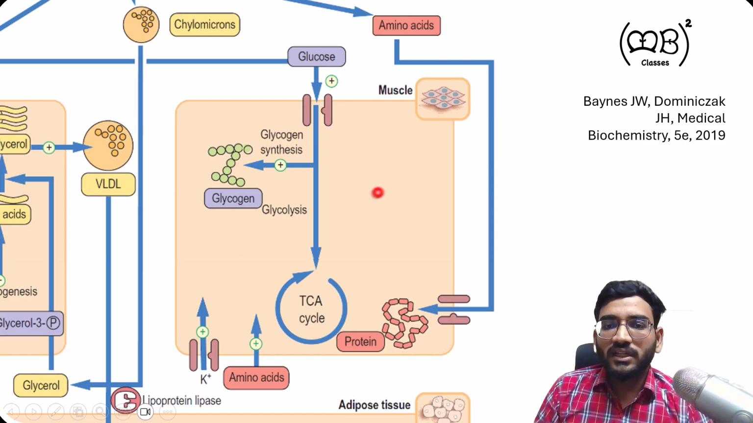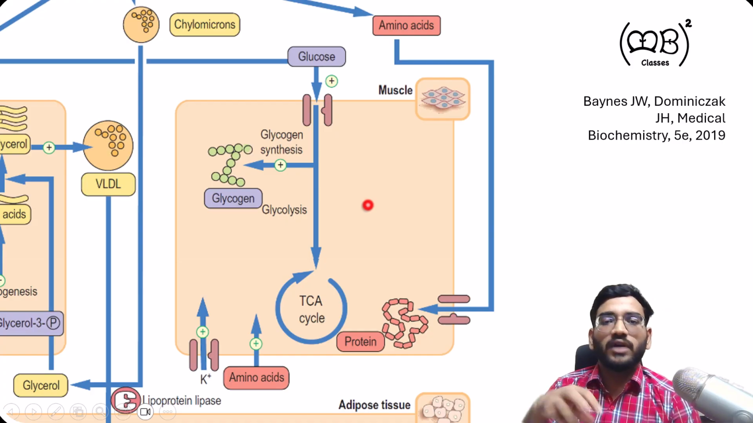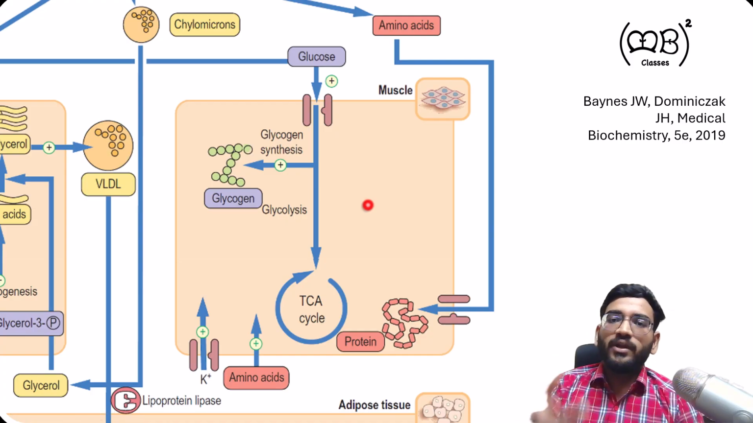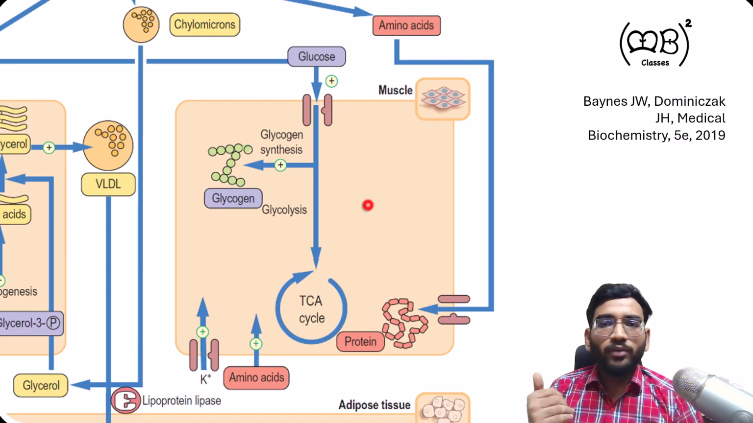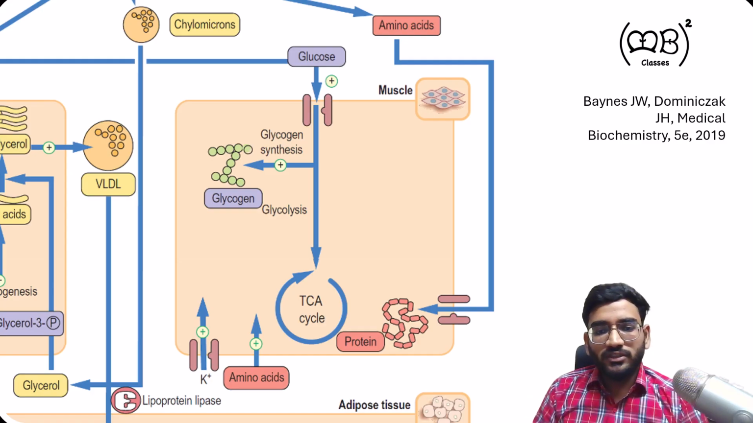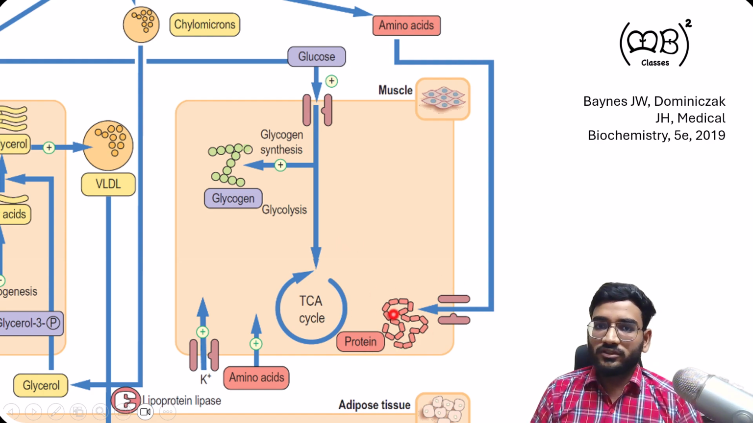Also in the muscle, there is protein turnover taking place. What is protein turnover? There is breakdown of protein happening, and also there is formation of protein happening. So for synthesis of new proteins, the muscle will take up amino acids and form protein. So there is protein synthesis.